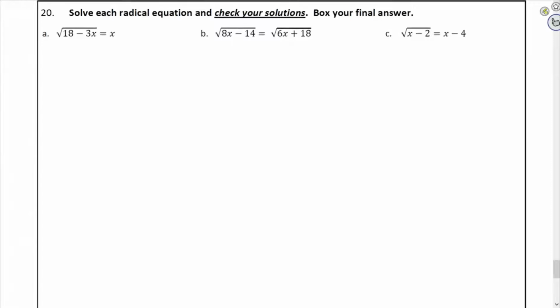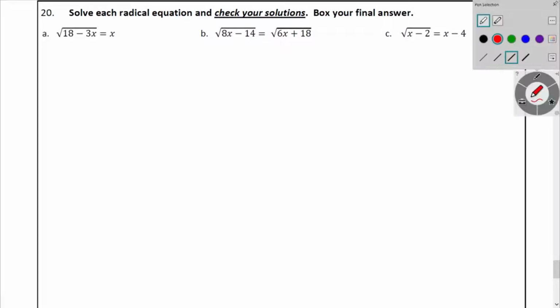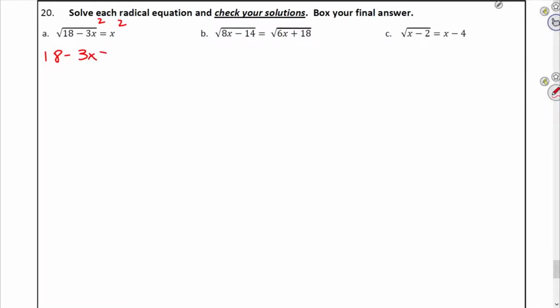All right, number 20. Solve each radical equation and check your solutions. Box your final answer. So the first step is to get the radical by itself, which is already done for me. That's very kind. So I'll square both sides, and I get 18 minus 3x is equal to x squared. And this is a quadratic equation, so I will get one side equal to 0 by adding 3x to both sides and subtracting 18 from both sides.